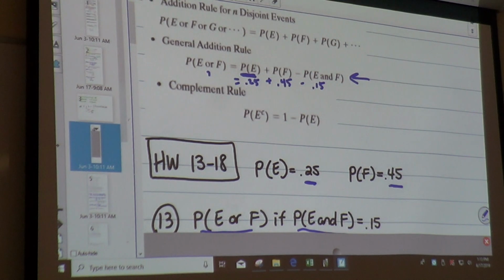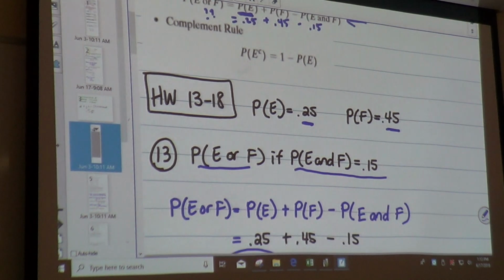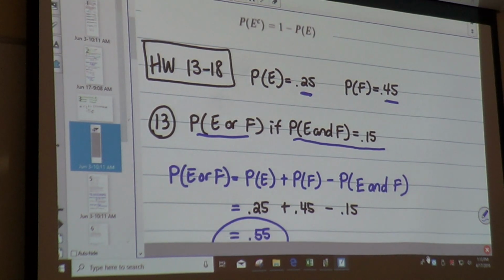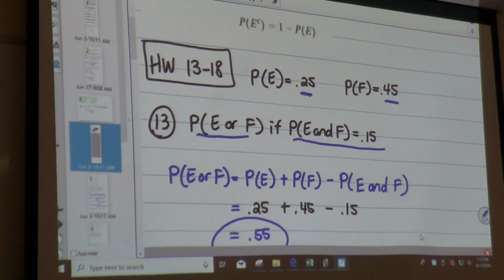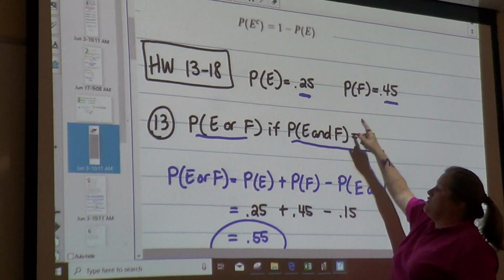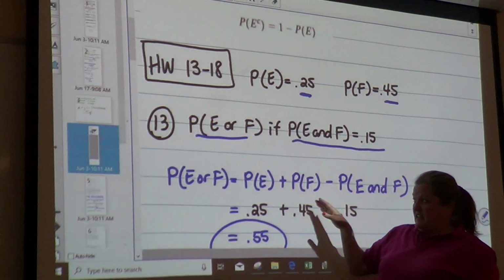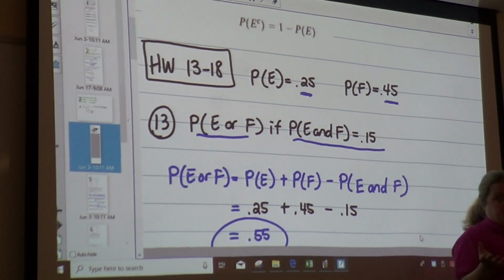So all we're going to do is just plug it into our calculator. 0.25 plus 0.45 minus 0.15. They're just making sure you know how to use the formula. 0.25 plus 0.45 minus 0.15. There's my answer. There's really no word problem. They just want to make sure that you know how to use the formula. So the formula you got from the formula sheet, they told you what P(E) was, they told you what P(F) was, they even gave you P(E and F). You plugged it in and solved for that. Plug and chug.